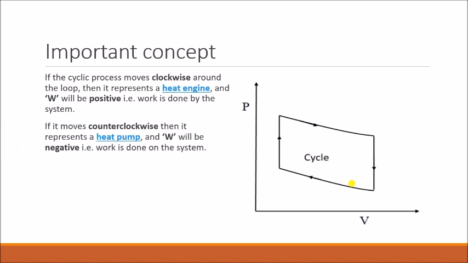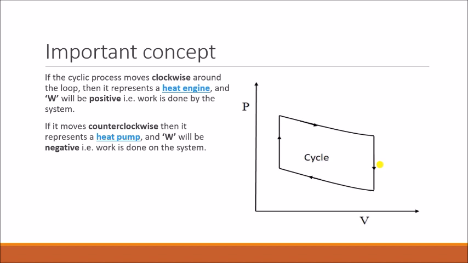Similarly, when the same cycle is moving in anti-clockwise direction, we call it a heat pump. The best example of a heat pump is your air conditioning. What the air conditioning does is absorb the hot air from the room and supply the cold air. Work is done on the gas by the external work-doing mechanisms, so the work done will be negative. So when your cycle is in anti-clockwise direction, it represents a heat pump.